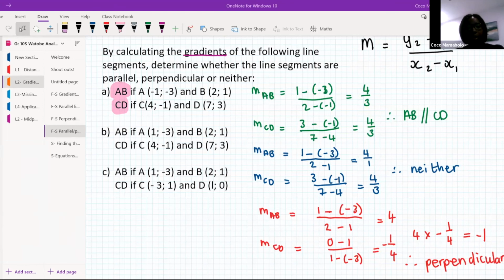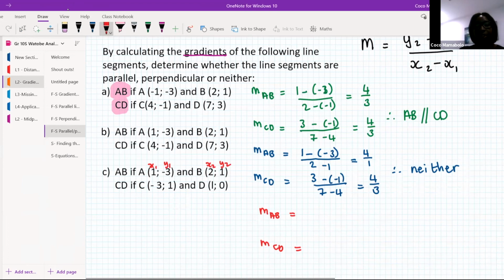Okay. Onako says, please do C again. We can do C again. For C, I'm going to choose this as X1 and Y1, and this one as X2 and Y2. We're going to find the gradient of AB first. The gradient of AB is Y2 minus Y1, so I'm going to have 1 minus -3 over X2, which is 2, minus X1, which is 1.